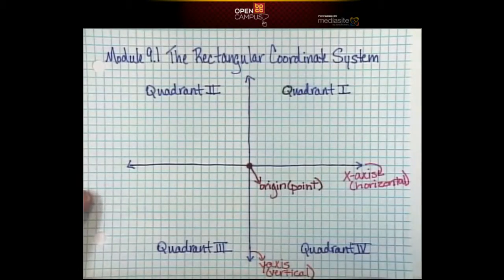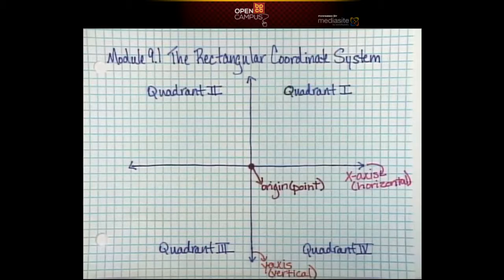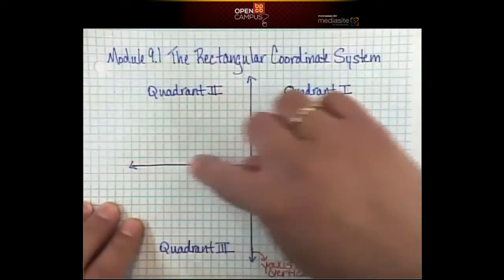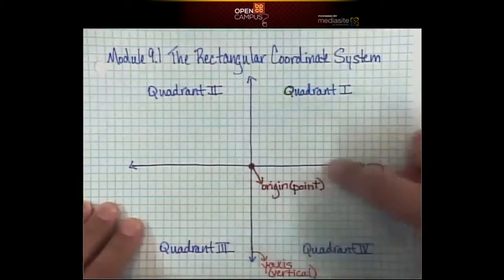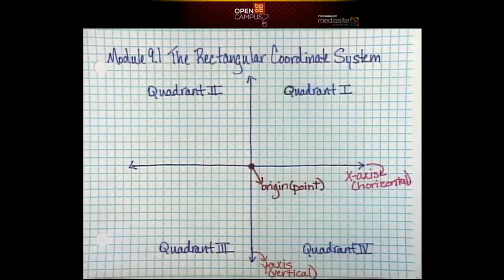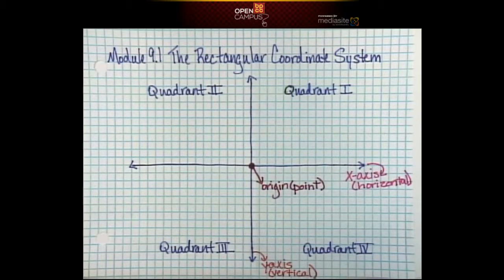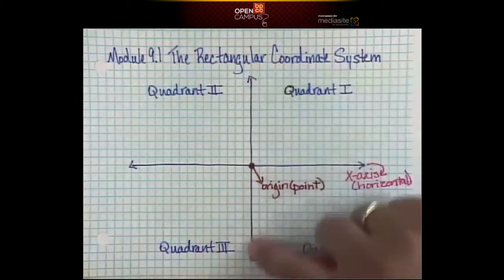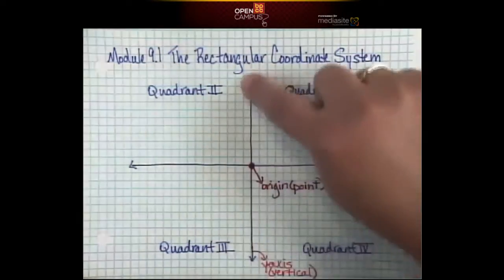Okay, as you can see, what I've done with the coordinate system is I've drawn our axes. So you have your x-axis, which is your horizontal axis. Horizontal runs left to right. That looks like the number line that you're used to drawing your inequalities on. Okay, then we have the y-axis. The y-axis is vertical. Vertical meaning it goes up and down, up and down.